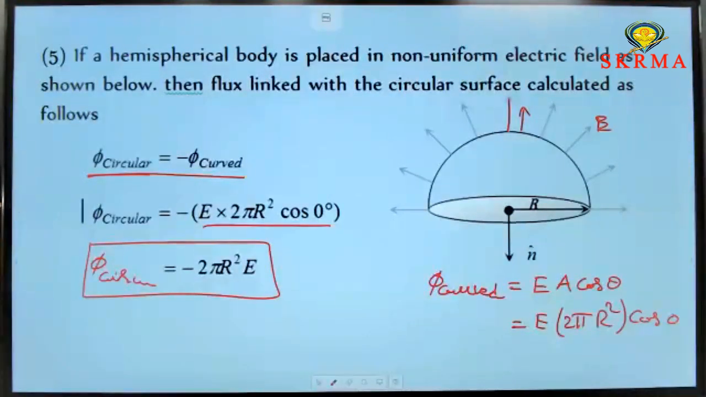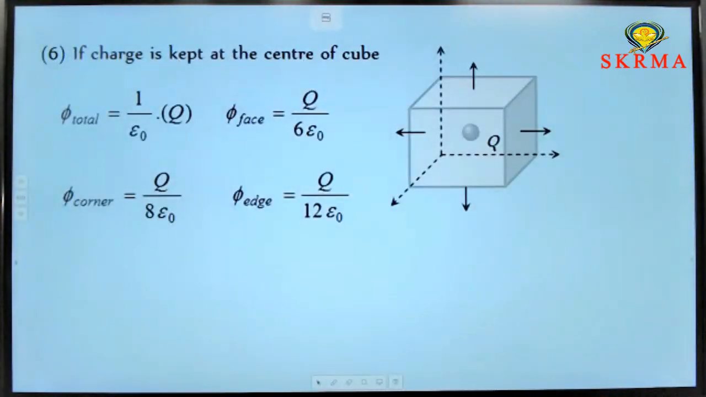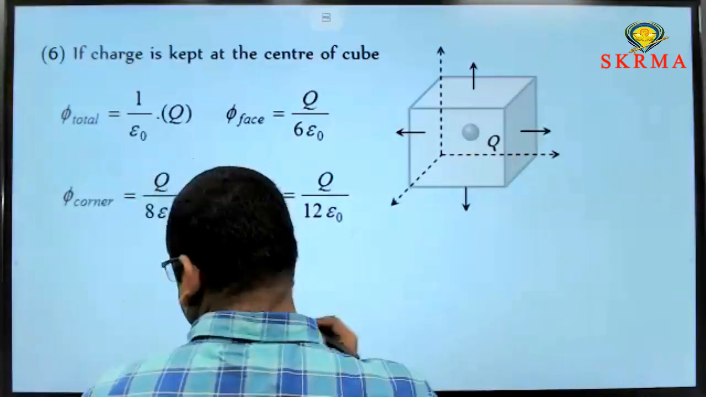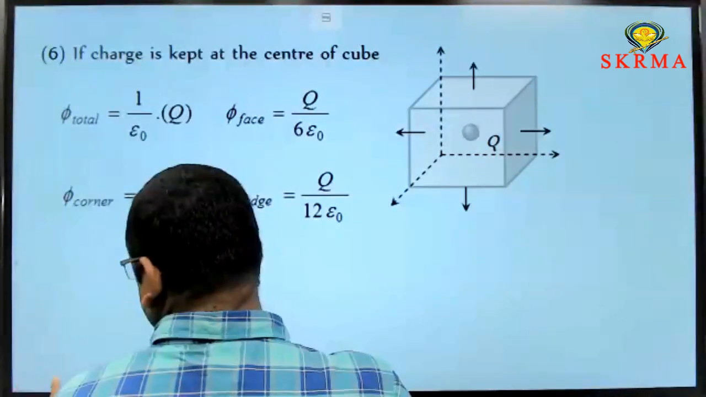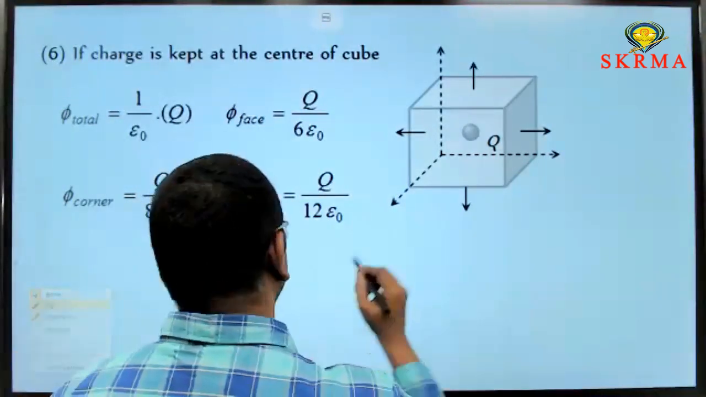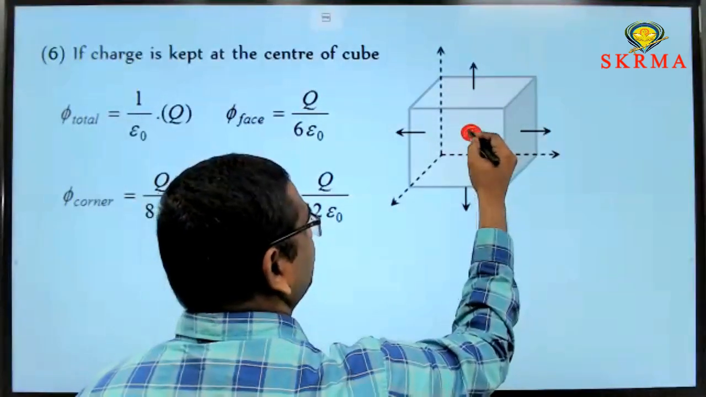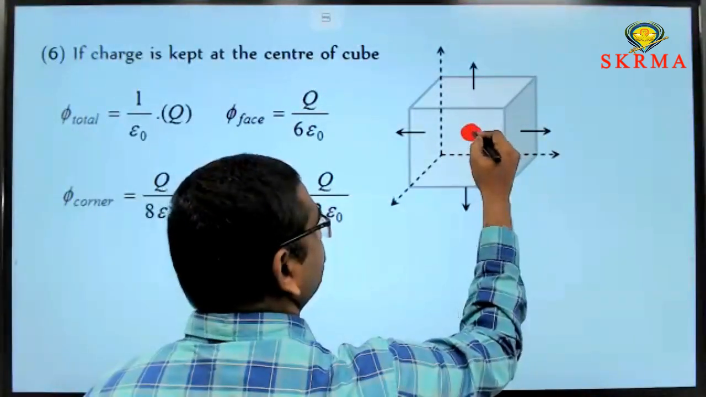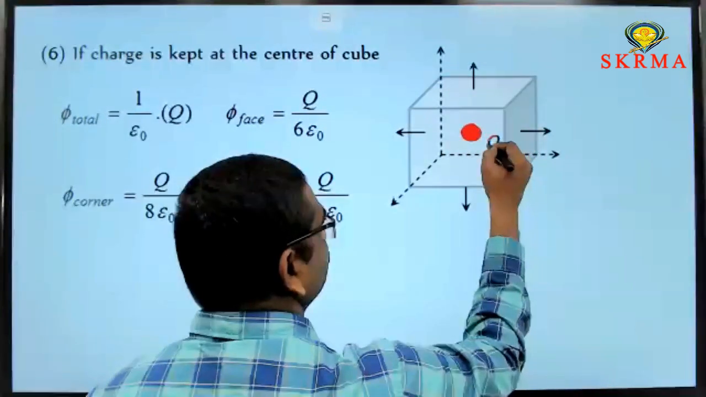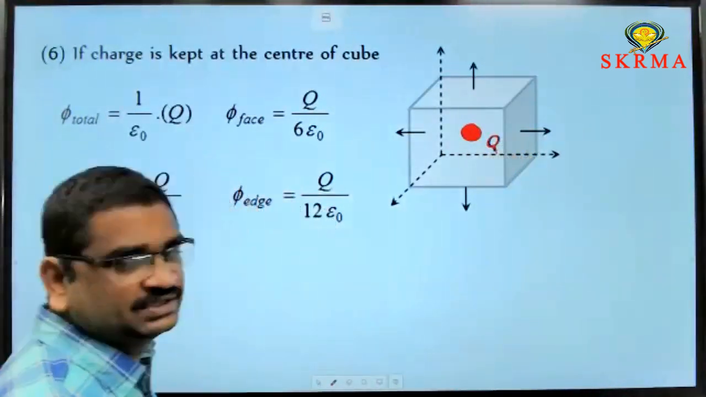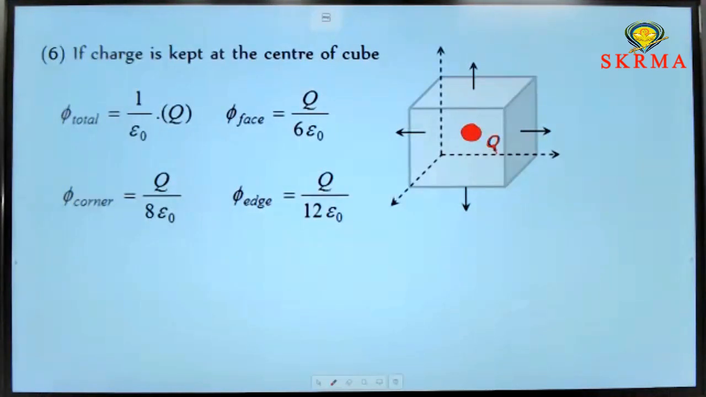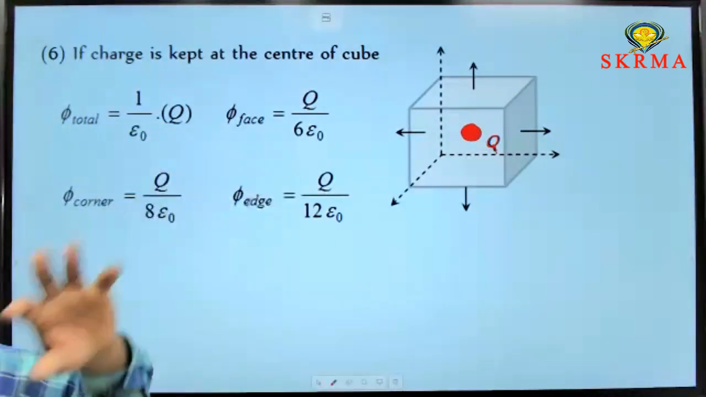Next. These are the important ones, just go through them. Now here a charge of magnitude Q is placed within a cube. This is a charge of magnitude Q that is placed within a cube.